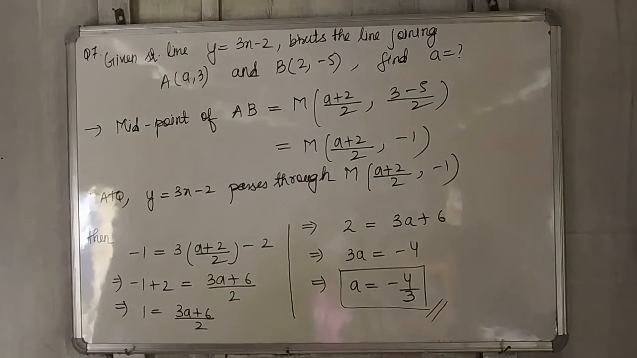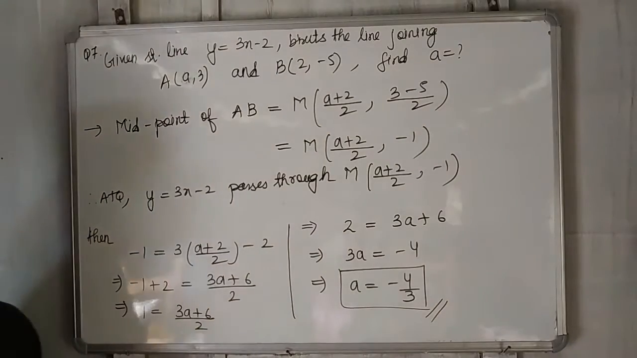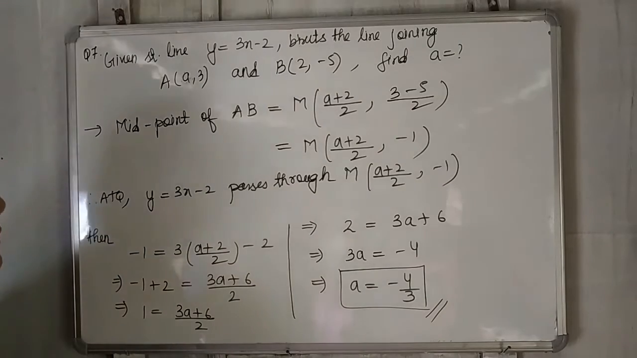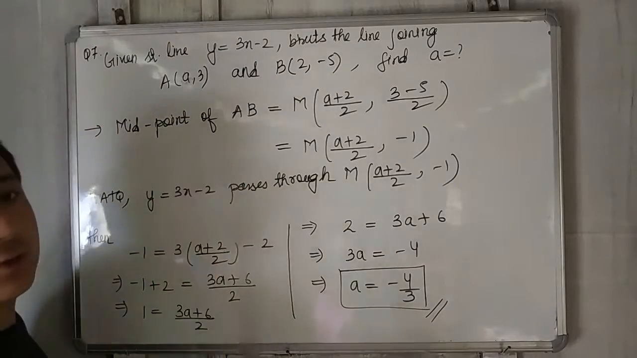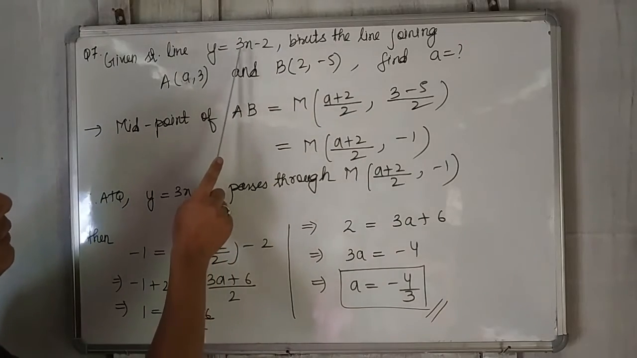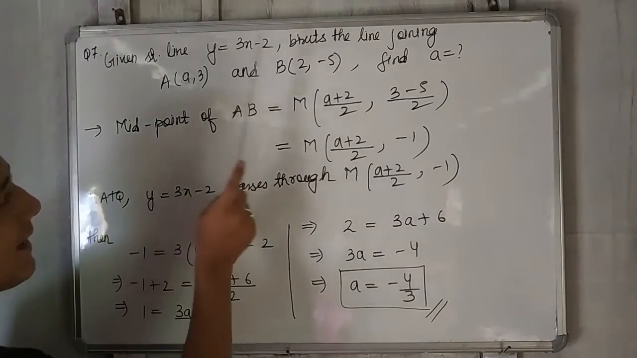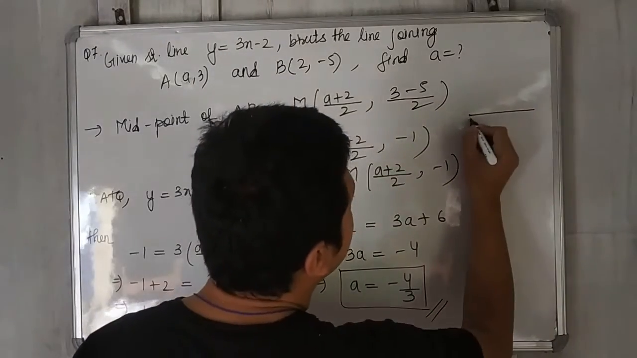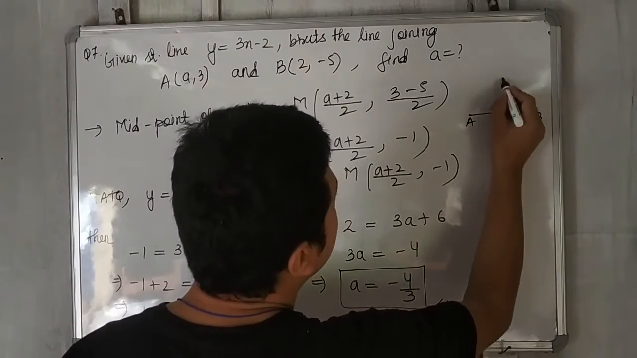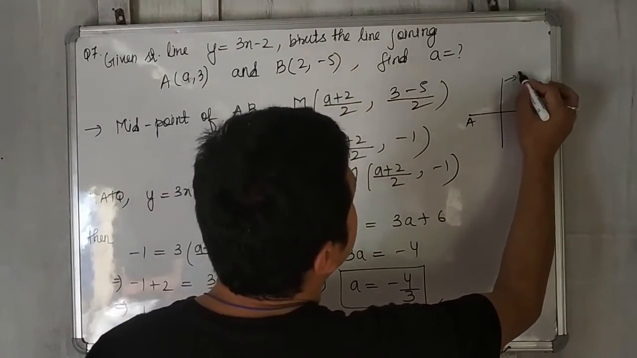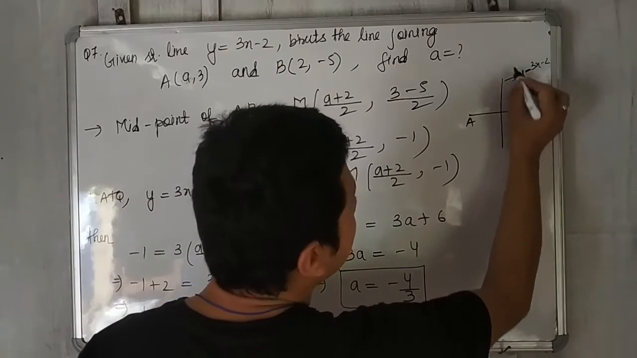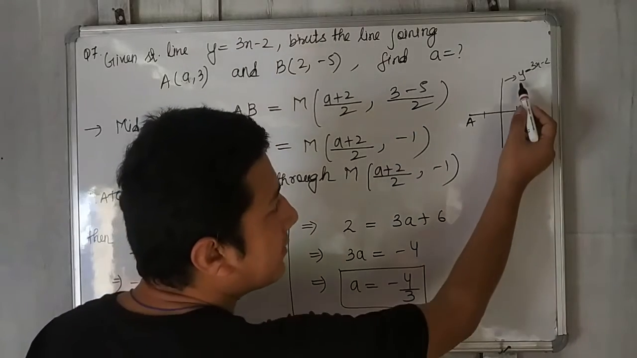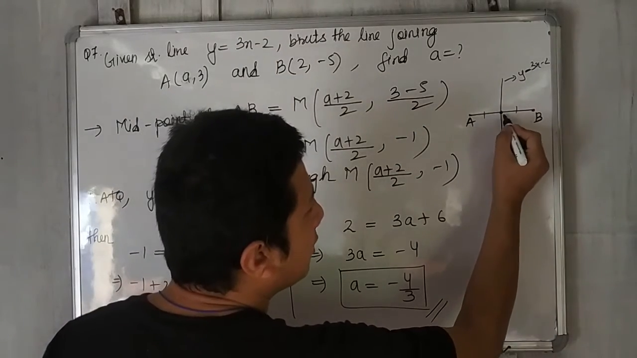Alright, so we move to the next question, that is question number 7. In question number 7, it is given that straight line y is equal to 3x minus 2 bisects the line joining A and B. Are you understanding my point? There is a straight line AB, and there is another straight line y is equal to 3x minus 2, and this straight line bisects AB into two equal parts, which means that this straight line y is equal to 3x minus 2 passes through the midpoint of AB.